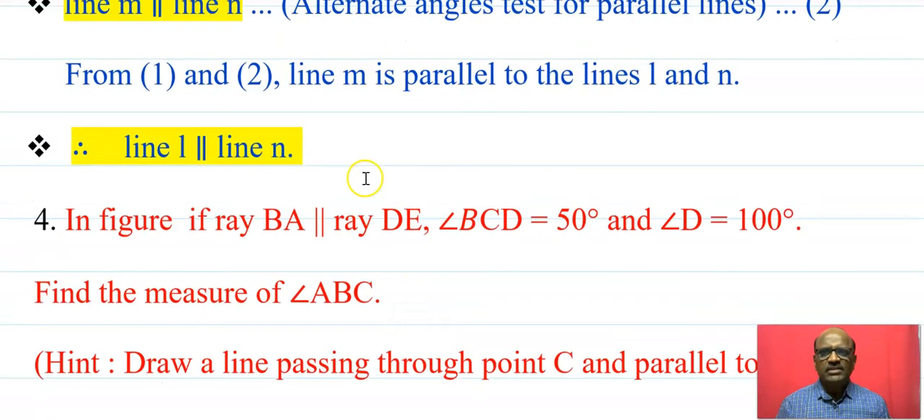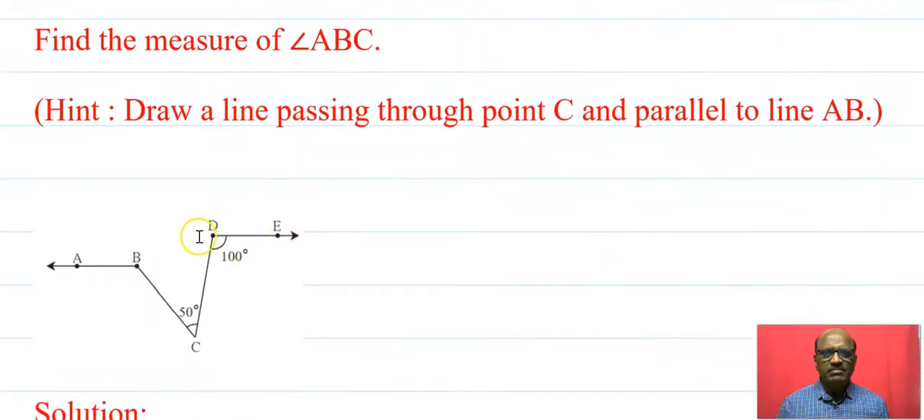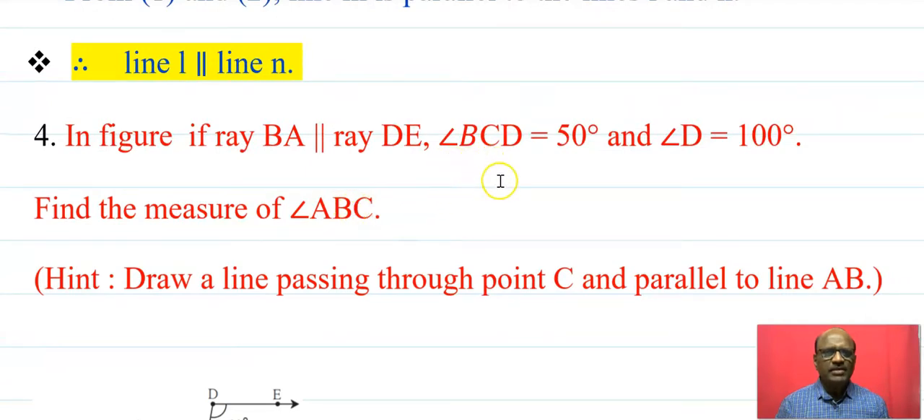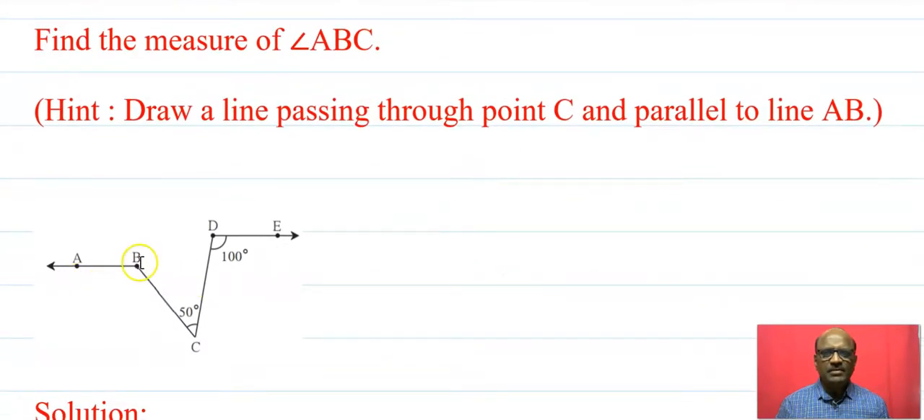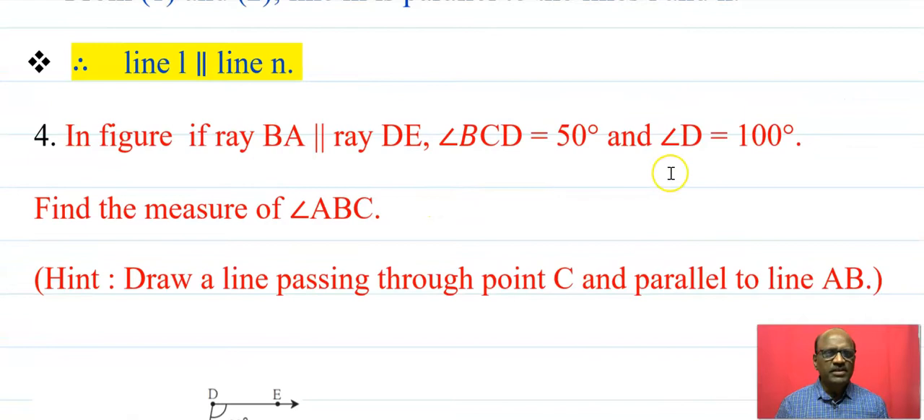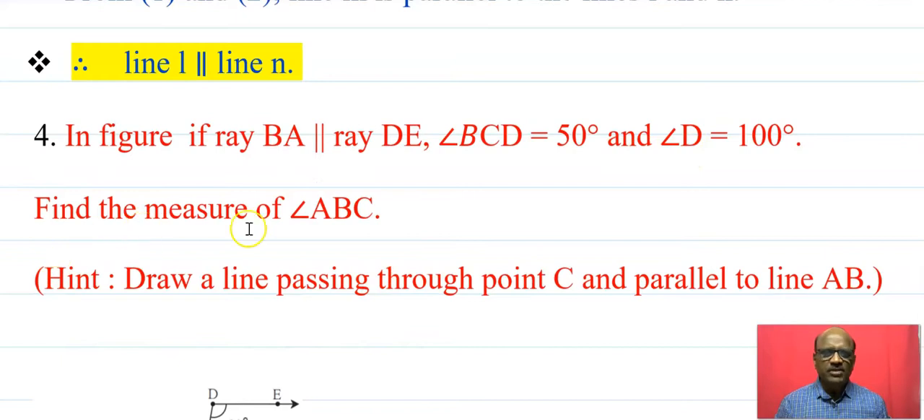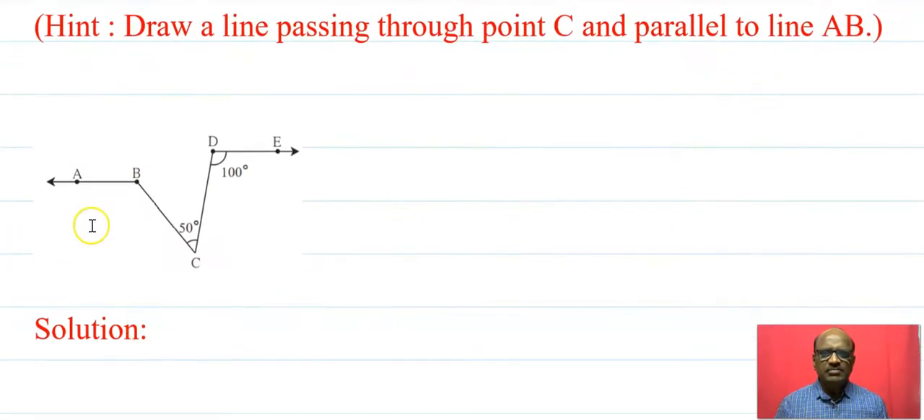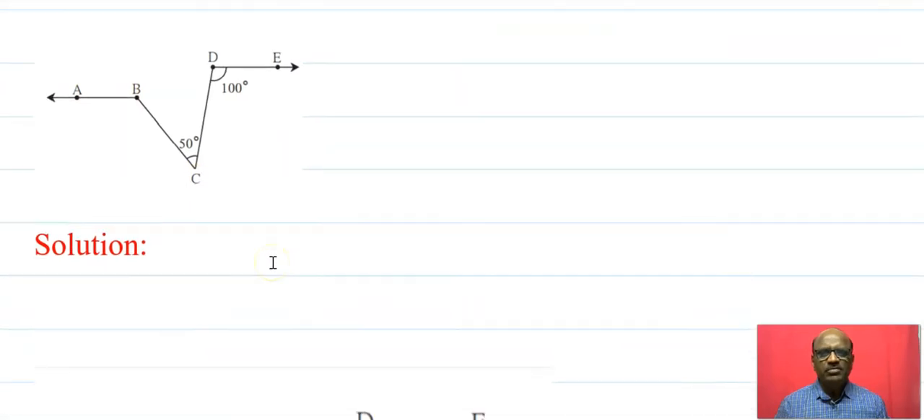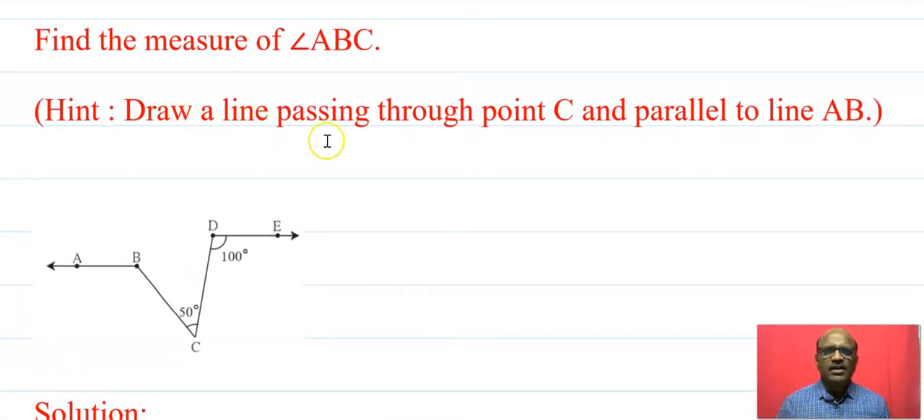Now the next example. In the figure, if ray BA is parallel to ray DE, angle BCD is equal to 50, angle D is equal to 100. Find the measure of angle ABC. Now here we have been given the hint: draw a line passing through the point C parallel to line AB.